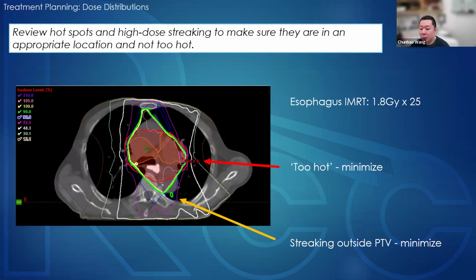All right, so the hotspot should be minimized. And also, not just the target, we are also evaluating a high dose streak outside of the target. And in this case, we identify a 98% dose streaking point outside of PTV, very likely due to the overmodulation from the IMRT. So this is a spot we definitely need to minimize such occurrence outside of the target.